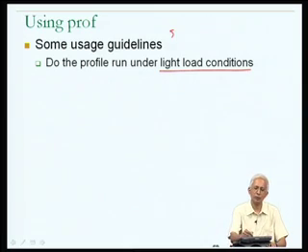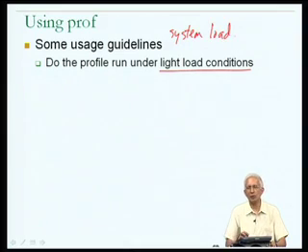People often refer to the load on a system by the term system load, and you could quantify the load on a computer system by the number of programs or processes that are currently active on that computer system. So to talk about light load conditions means that we are talking about conditions where the number of processes, the number of programs currently running on that computer system, is minimal or as low as possible. What is the reason for using this as a Prof usage guideline?